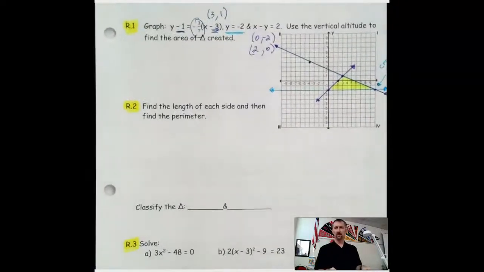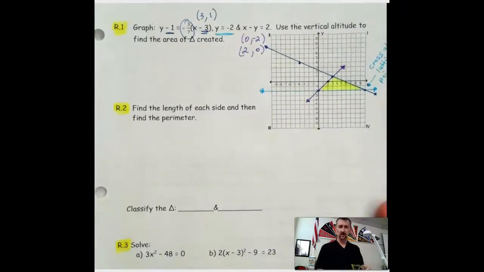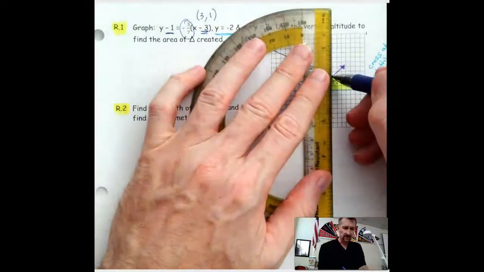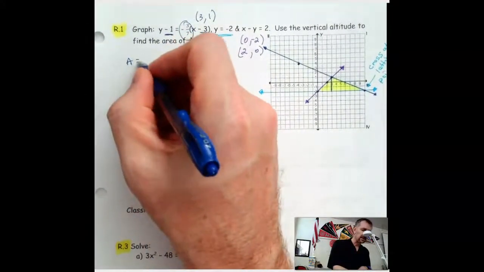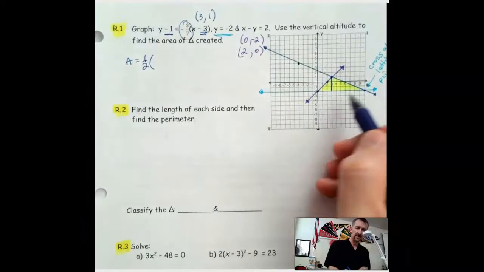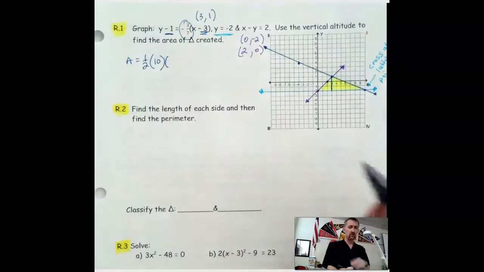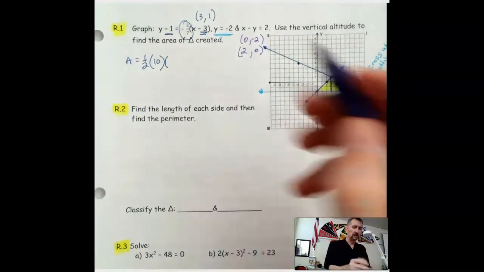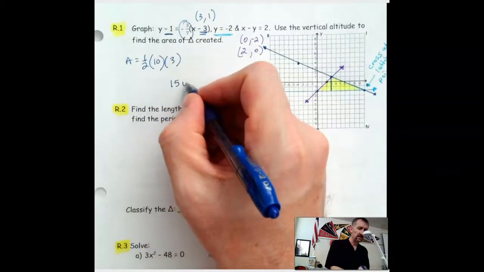So when you graph those lines, you're going to get a triangle, and then you're going to have some questions about those triangles. And so if you weren't careful, you could lose a lot of points on this question. So the first question says, use the vertical altitude to find the area of the triangle created. So an altitude is from a vertex perpendicular to the opposite side, or the opposite side extended. So that's 3. So the area of the triangle is 1/2 the base, which looks like 10, times 3. So that's 5 times 3, that's 15 units squared.